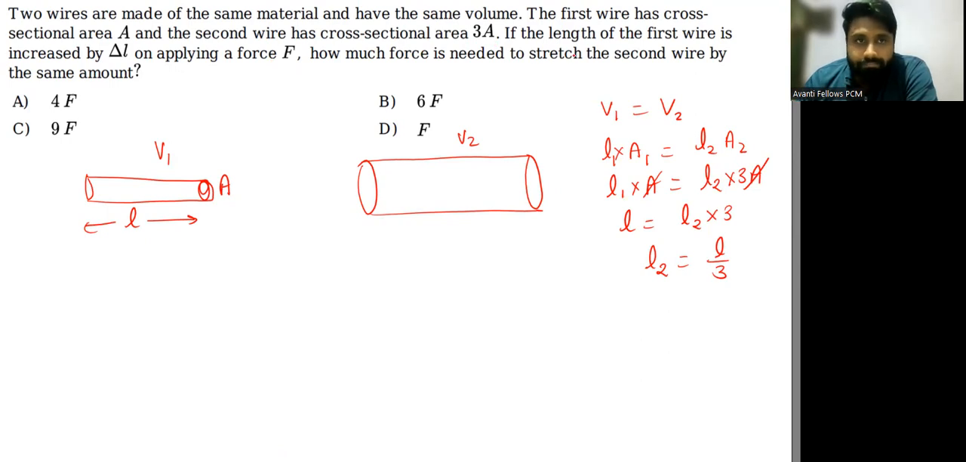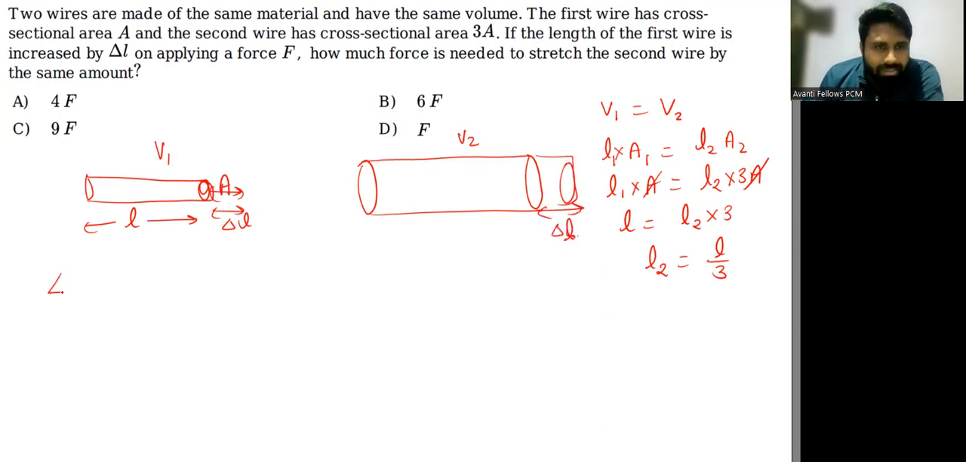Now, if the length of the first wire is increased by delta L on applying a force F, how much force do we need to stretch the second wire by the same amount? Same, which means we have to elongate it by delta L. So we know the formula that delta L is nothing but the force applied F into original length divided by Young's modulus of elasticity into area, FL over YA.